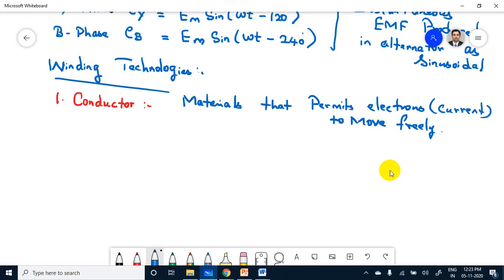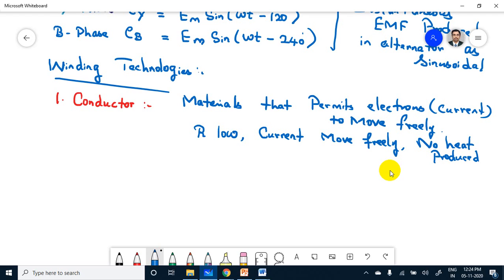So in a conductor, the resistance value, the R value, should be low. If it is low, then only the current will move freely, as well as no heat is produced. Okay, this is the basic.